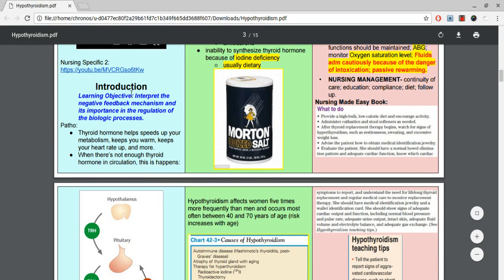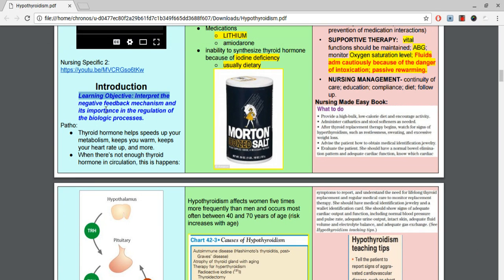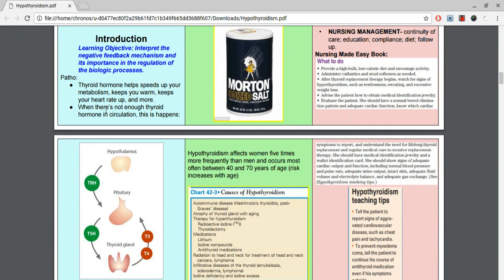Okay, introduction. I put this here because there's a learning objective that says interpret the negative feedback mechanism and its importance in the regulation of the biological processes. So basically, to understand the way that hypothyroidism happens, you need to understand a little bit of the patho.